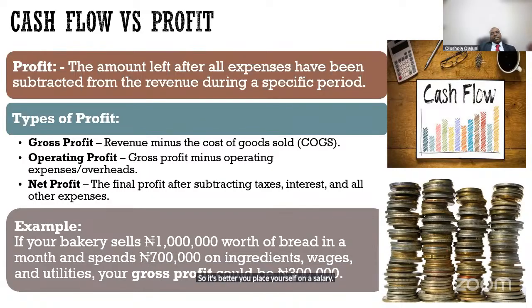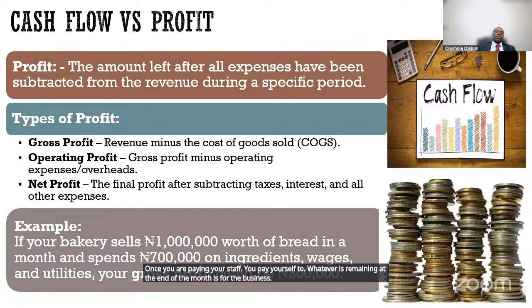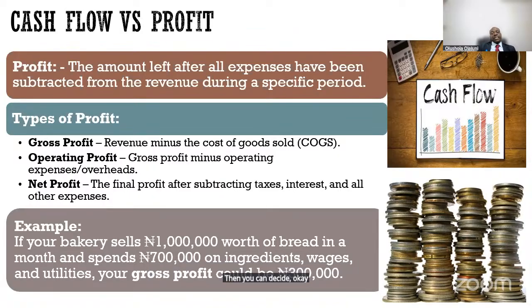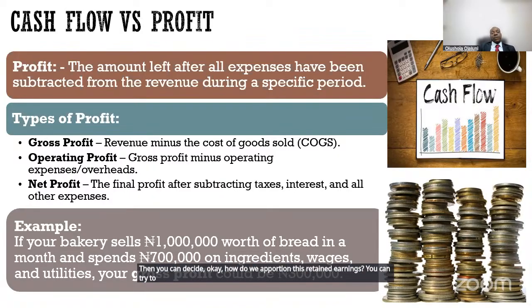You place yourself on a salary in your business and say, okay, at the end of the month, once you are paying your staff, you pay yourself too. Whatever is remaining at the end of the month is for the business. That is what the business falls back on as reserves and can be used for expansion. If the business does so well and you have enough reserve or retained earnings, then you can ask, okay, how do we apportion these retained earnings? You can take dividends for yourself and enjoy yourself for a good work.